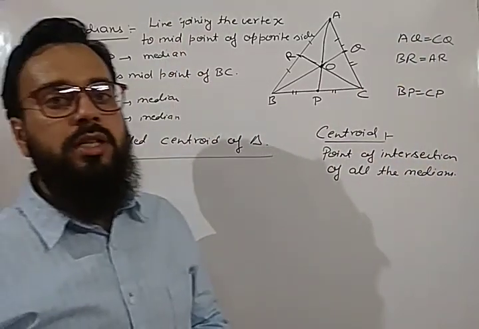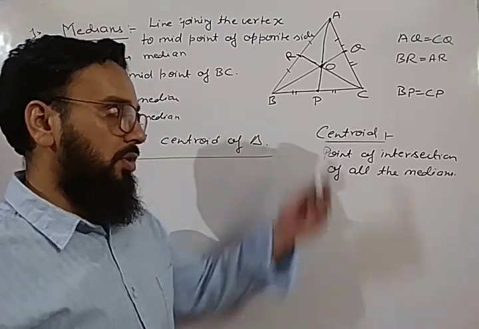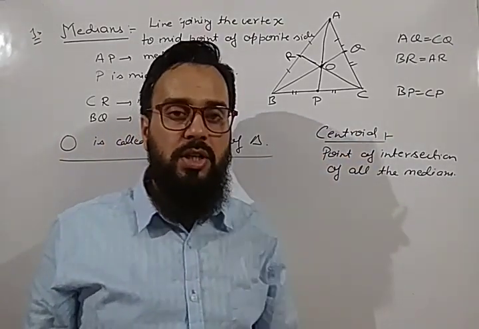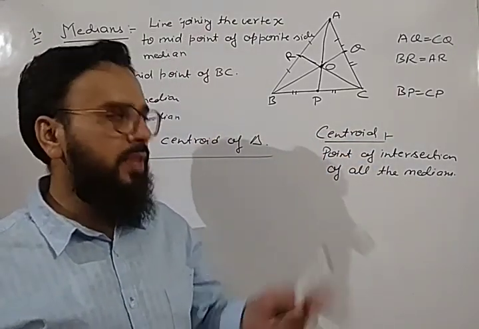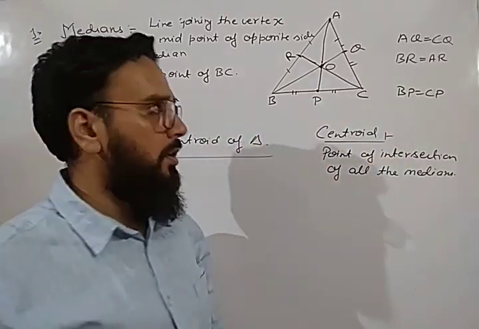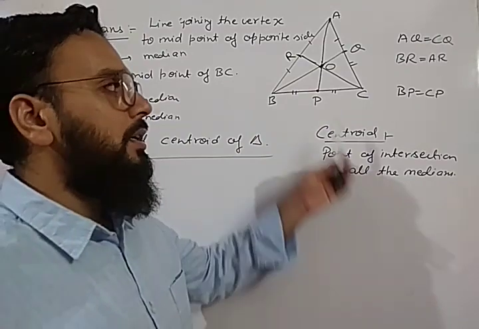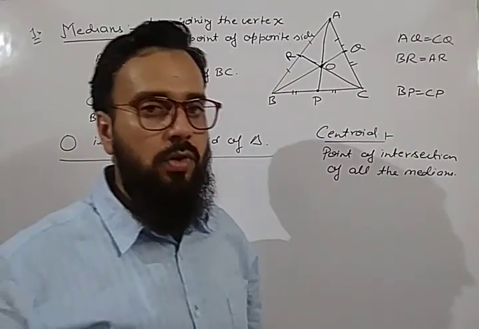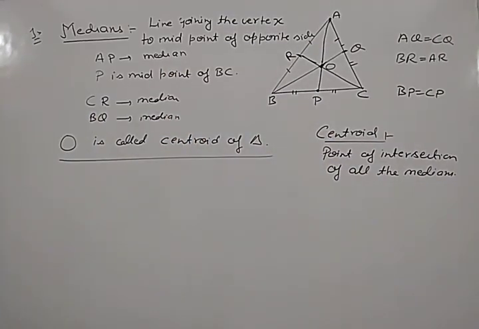Median will divide the opposite side into two equal parts. These properties will be used in most of the questions when we study congruency, and in simple triangle questions also. So this is median and this is centroid. The point of intersection of all the medians is called centroid. So note it down. These are very important definitions, very important terms.